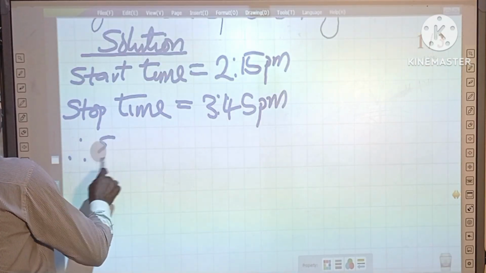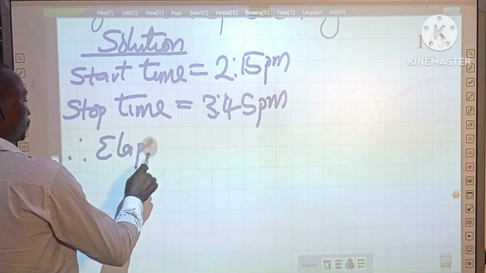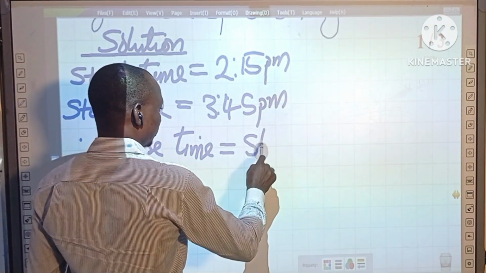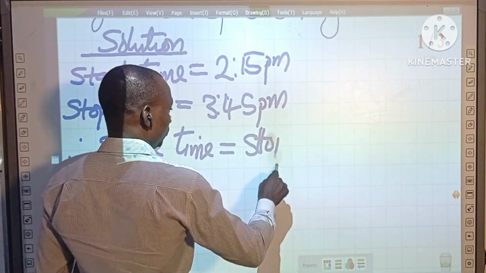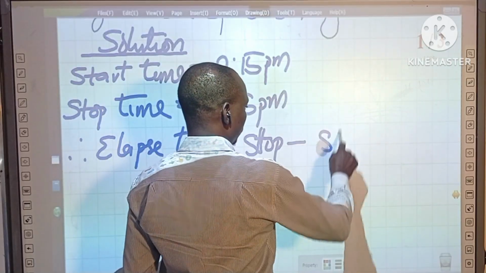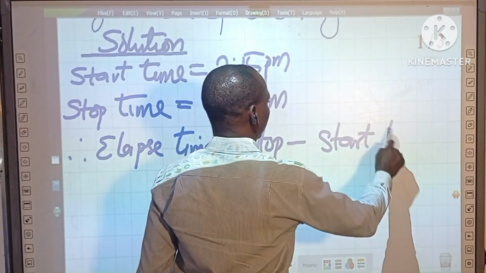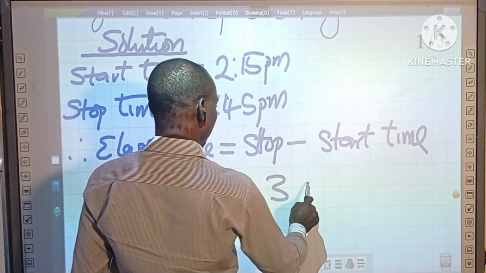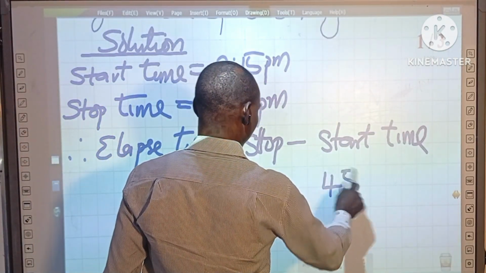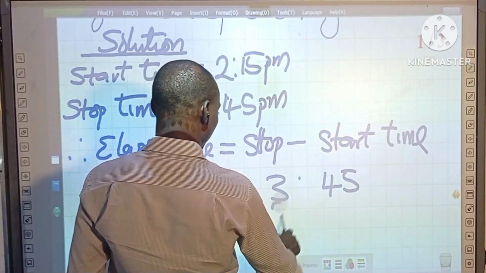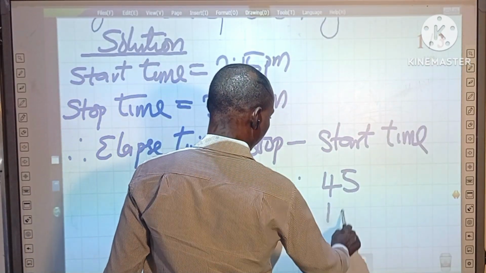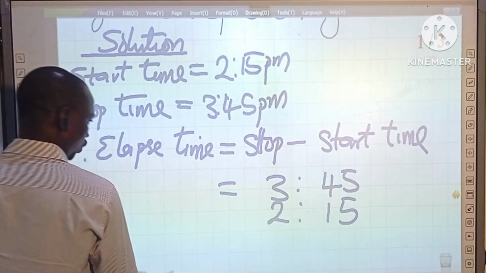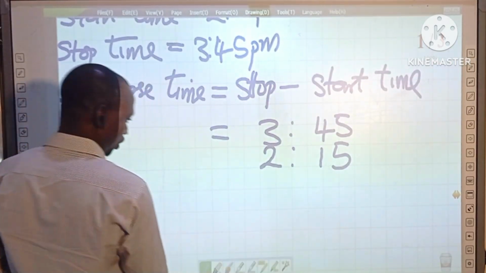Therefore, elapsed time or time taken will be equal to stop time minus what? Start time. And our stop time from our work is 3:45, while the start time is 2:15. So with this, we can go straight to do our subtraction.